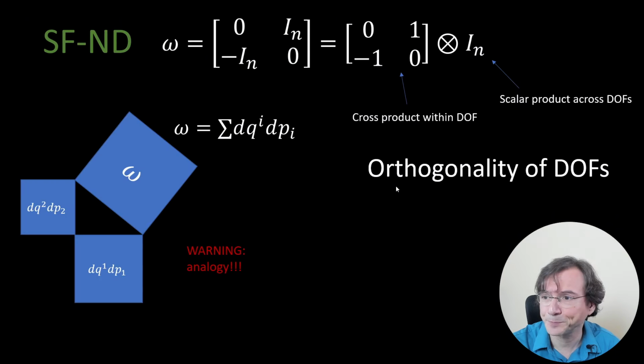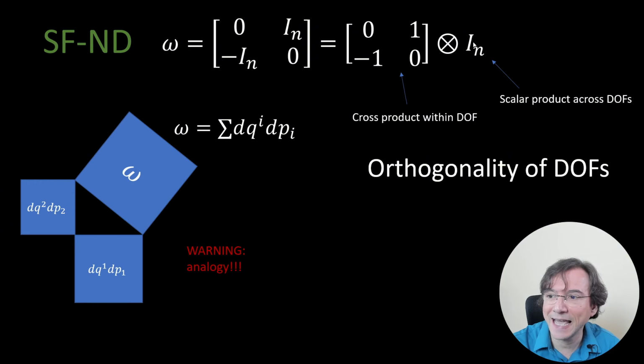So what happens? One way to understand it is, again, to think of omega as a block matrix, which is essentially the outer product between the cross product within a degree of freedom. This calculates the actual volume within a degree of freedom.